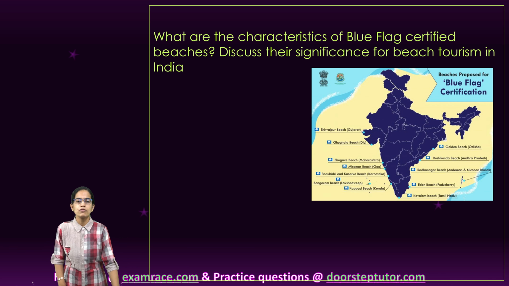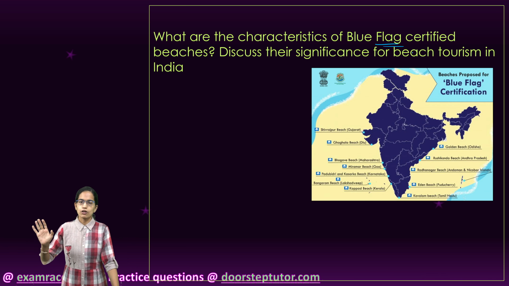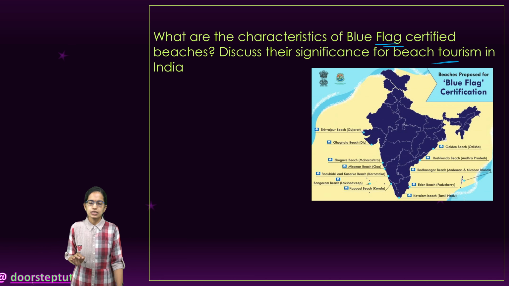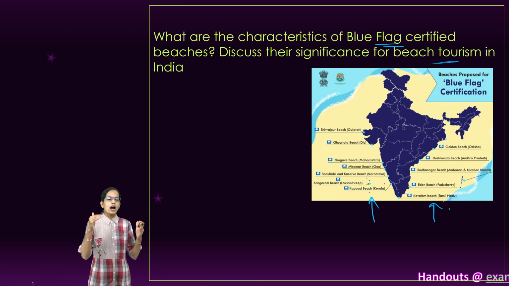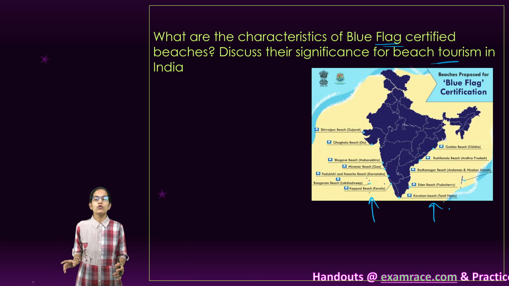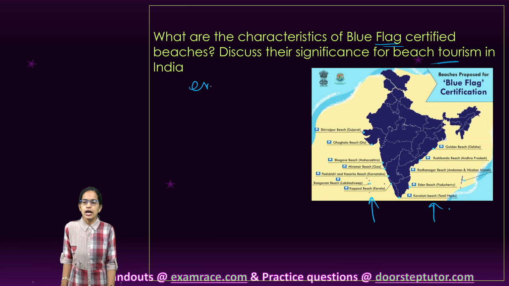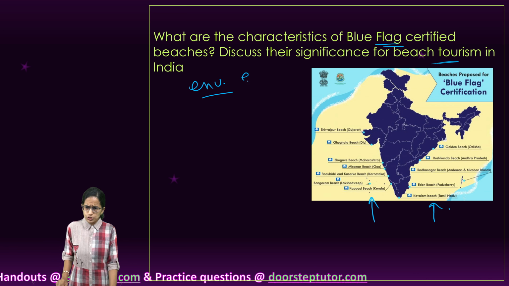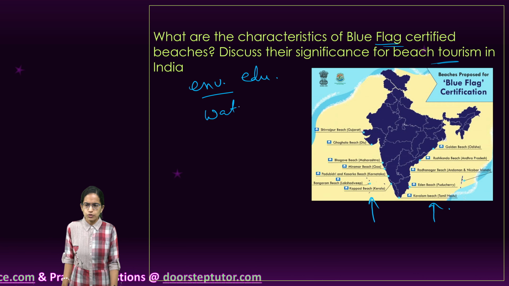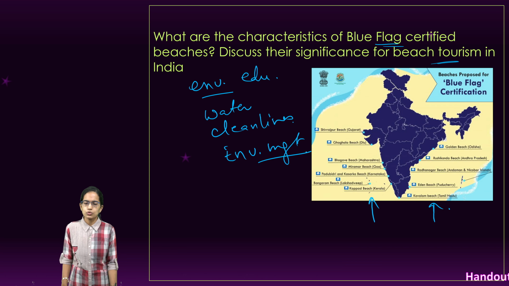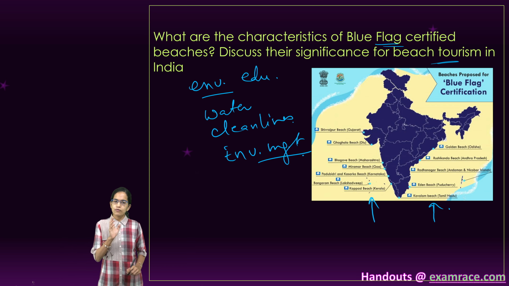The next is blue flag. We have covered a separate lecture on blue flag beaches, a unique way of enhancing beach tourism. Now these are the proposed sites which have been mentioned under the blue flag certification. The characteristics for the blue flag are very very important, as we have already discussed. Just to bring it again, environmental education, focusing on water quality, cleanliness of the beaches. Then we have environmental management as some of the major issues that are addressed under blue flag certification.